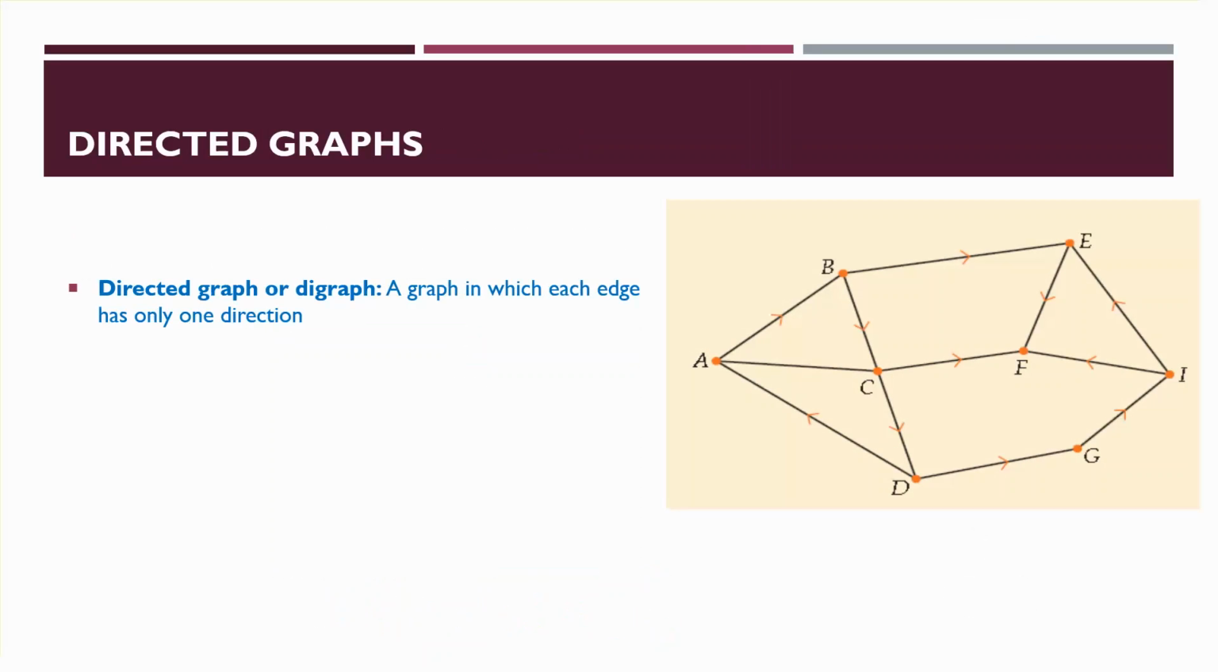Got that animated there. Now that brings us into directed graphs. A directed graph or a digraph is a graph in which each edge has only one direction. Now this one should have that little direction in there.